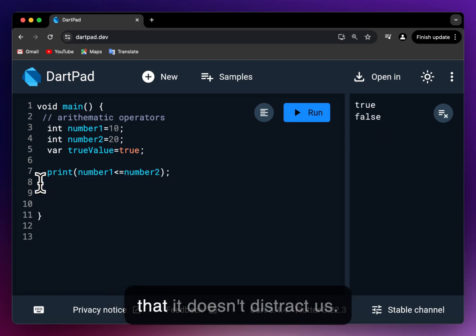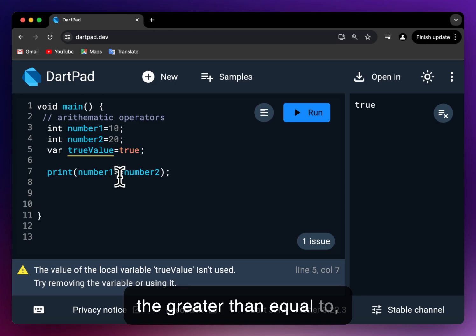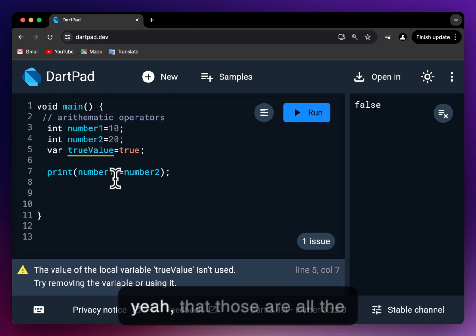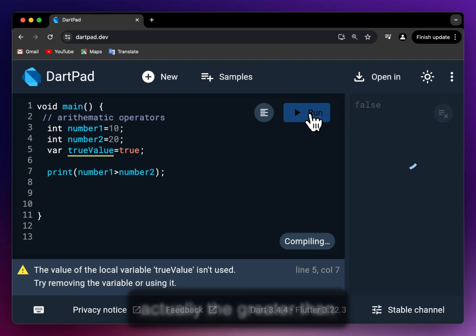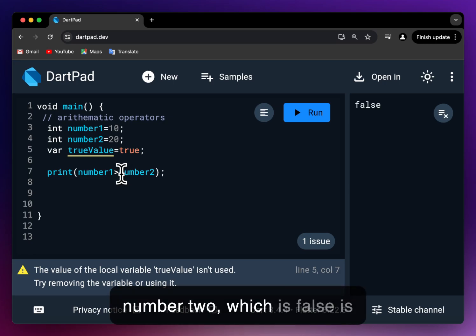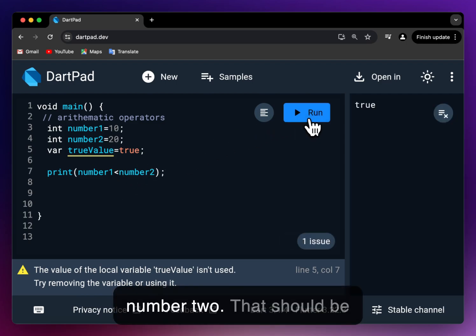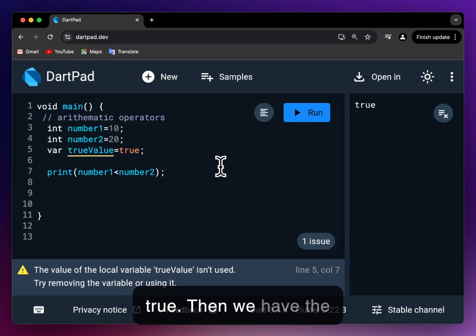Let's get rid of this line so that it doesn't distract us. Then you have the greater than or equal to, which is whether number 1 is greater than or equal to number 2. Those are all the relational operators that we have. You also have the greater than: whether number 1 is greater than number 2, which is false. Is number 1 less than number 2? That should be true.